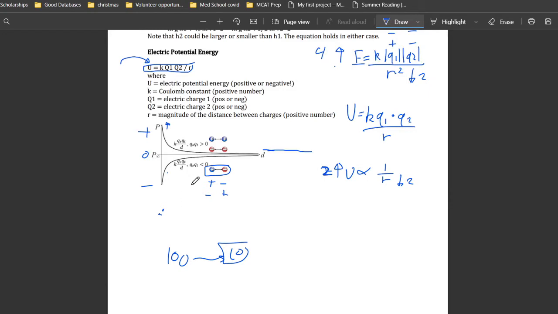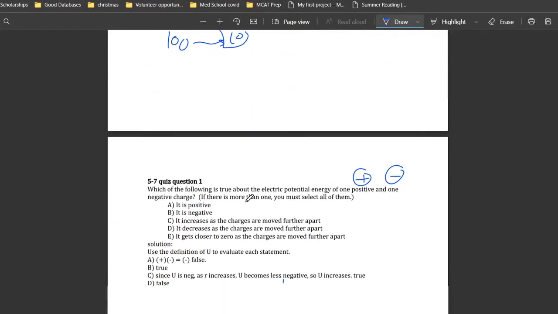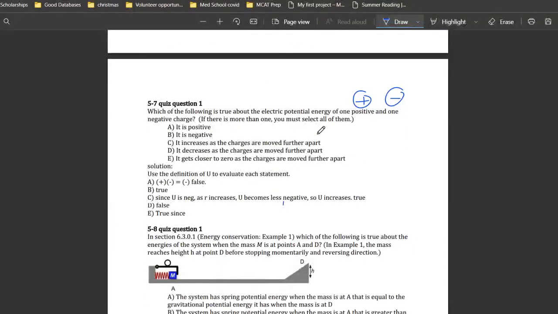So it increases overall. And finally, as we can see, as these two particles are moved infinitely farther apart, they approach the x-axis, which would be zero. Meaning that as the two particles are moved farther apart, they approach zero potential energy. So with all of this in mind, we can say that for two opposite charges, the electric potential energy is negative.